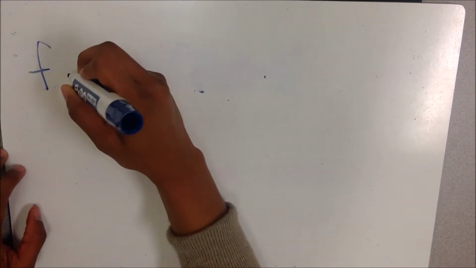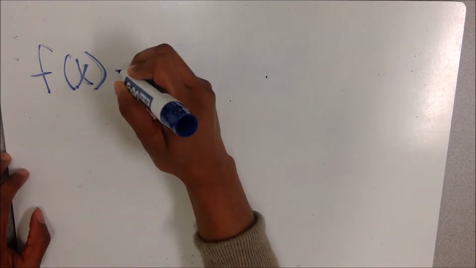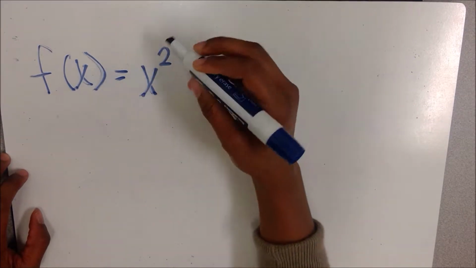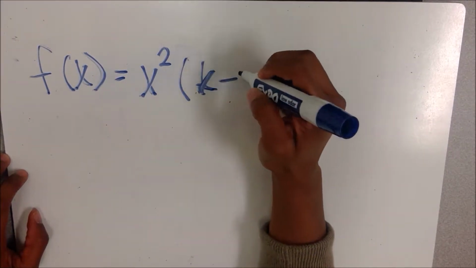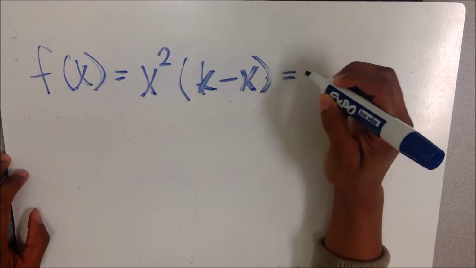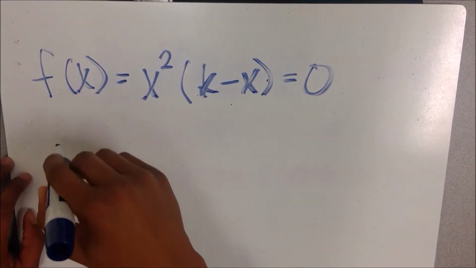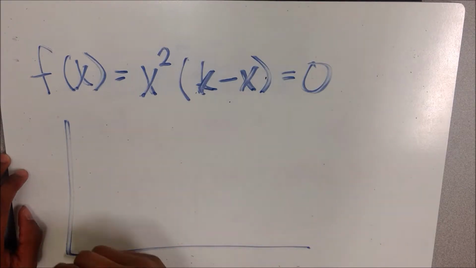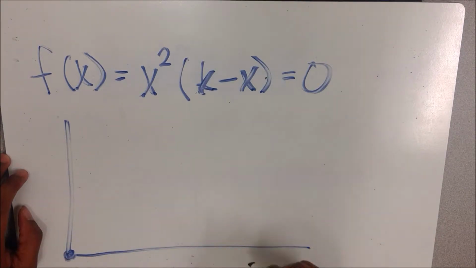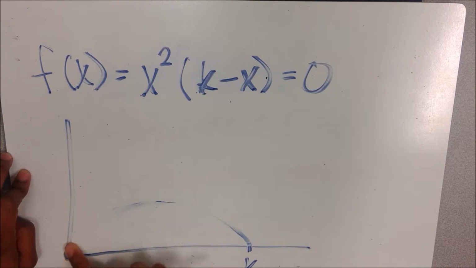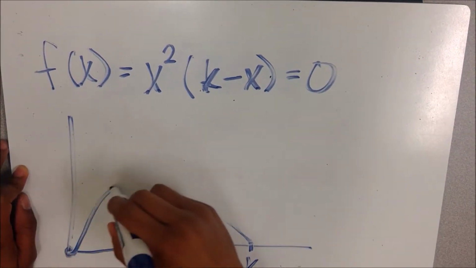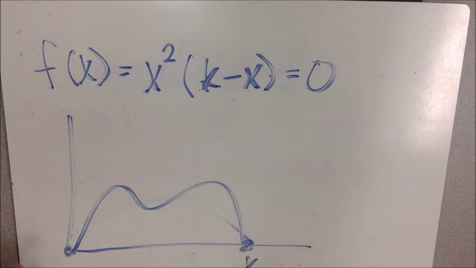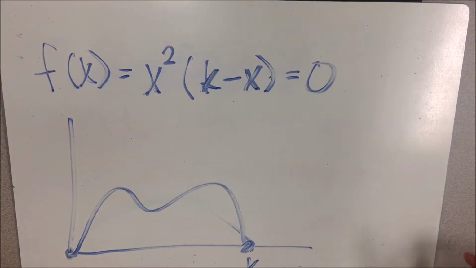First, you can factor out an x squared, which will give you x squared times (k minus x). Then you set it equal to 0 to find the points at which it passes through the x-axis, which you find is at 0 and some point k. So your graph could look like this, or it could look like this. It doesn't really matter, but it has to pass through 0 and some point k.